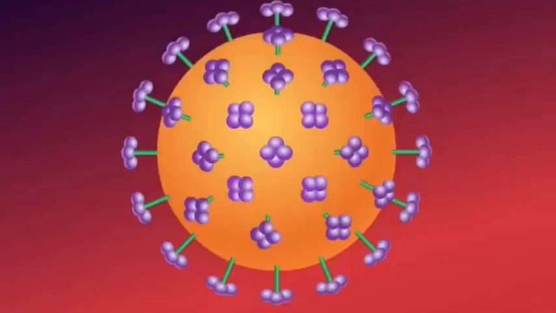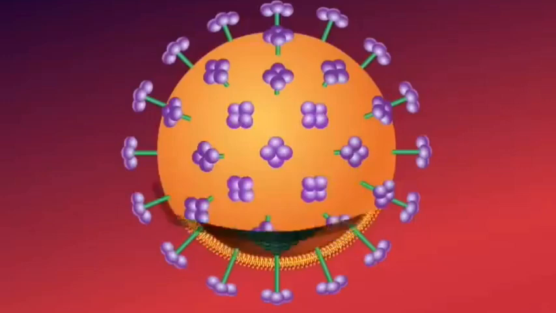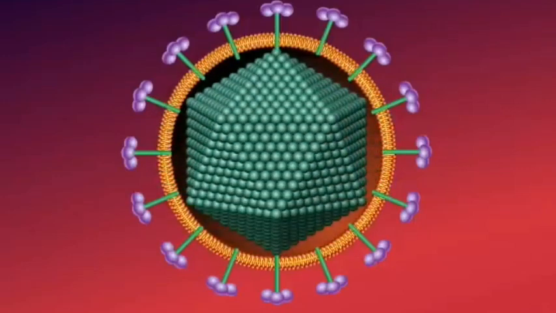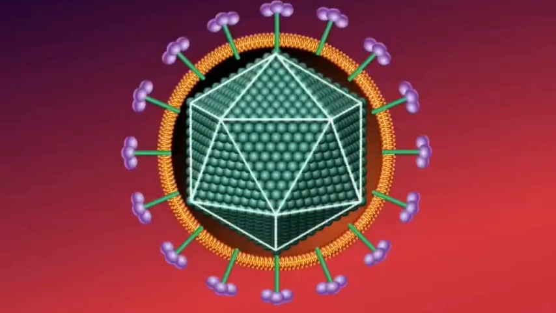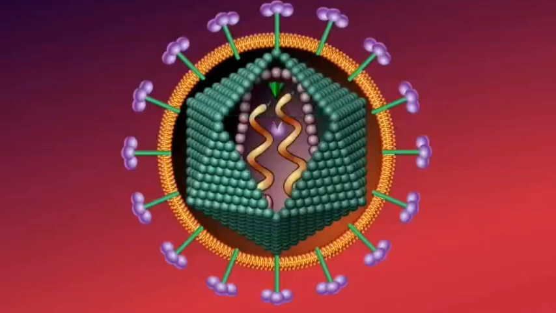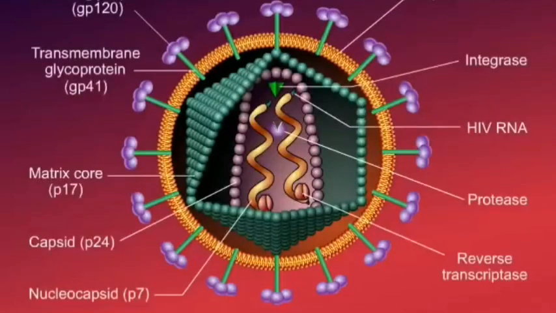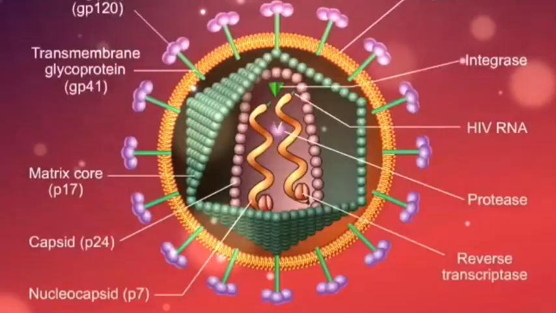These spikes include the major glycoproteins of the virus that are responsible for direct interaction with the cell surface. You can also see the matrix core, which exists in the symmetrical shape of an icosahedron. You can see that the structure of HIV is very, very complex.